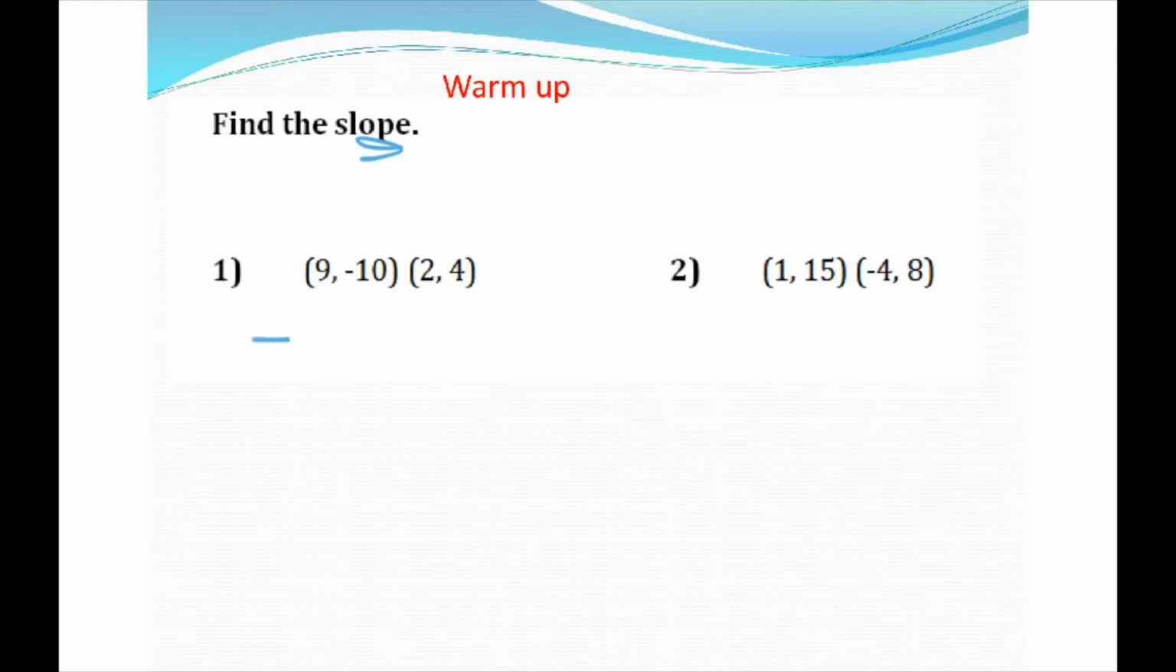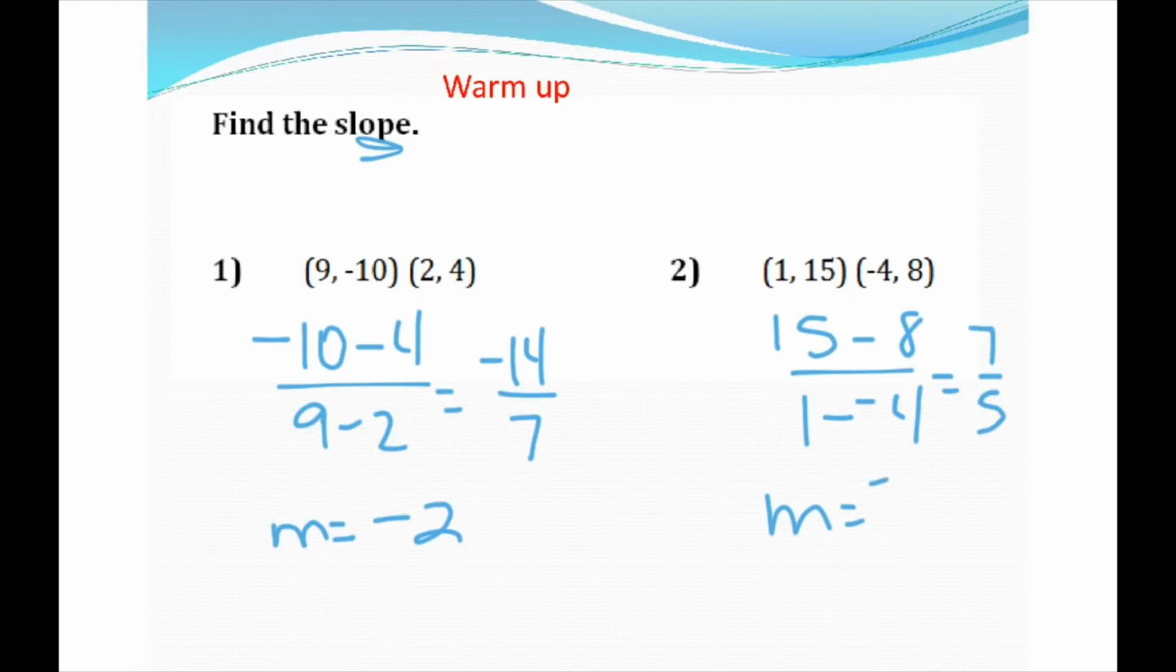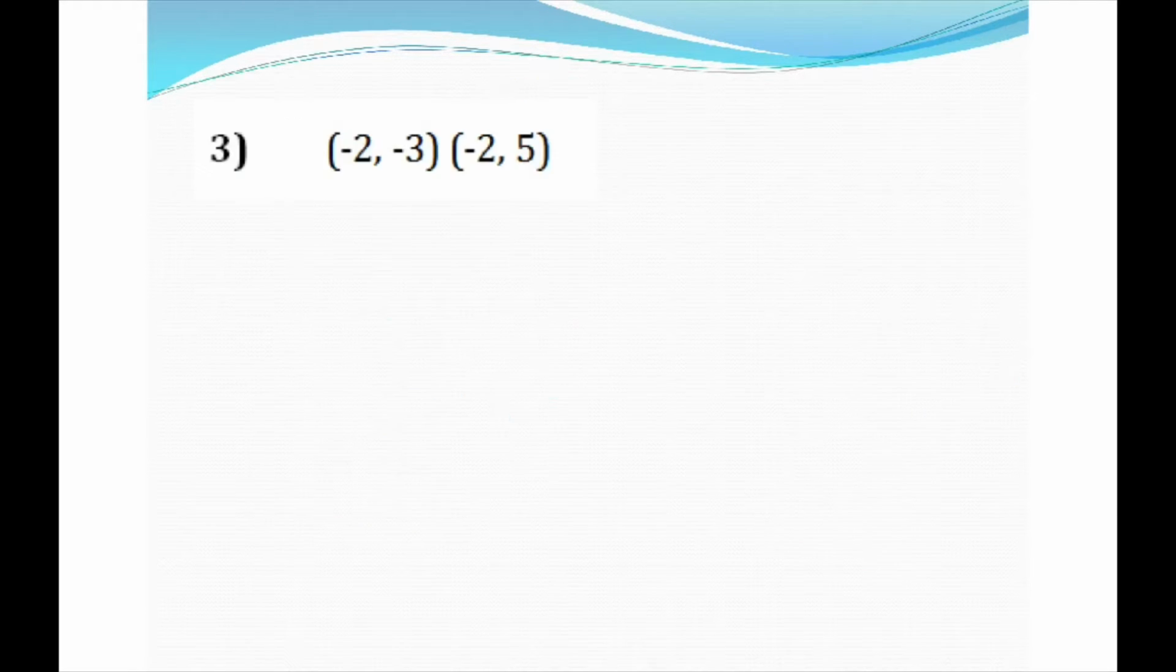If you do your y minus your y, you get negative 14 over 7, which is negative 2, and so that's your slope. This one, 15 minus 8 over 1 minus negative 4, that's 7 over 5. So your slope is 7/5.